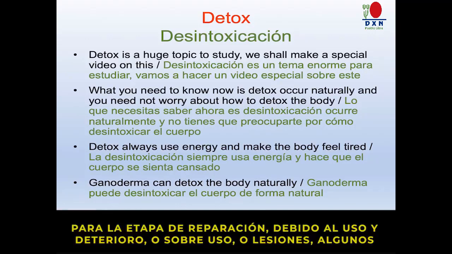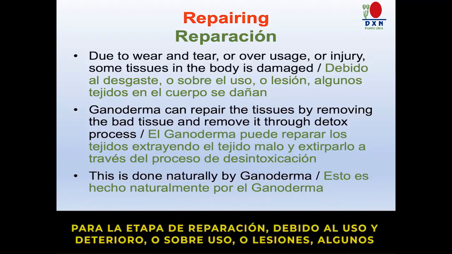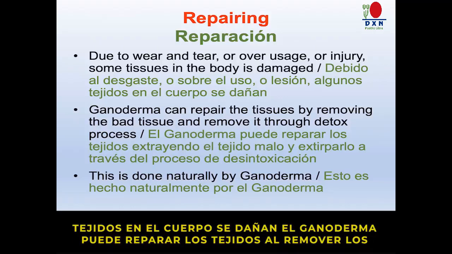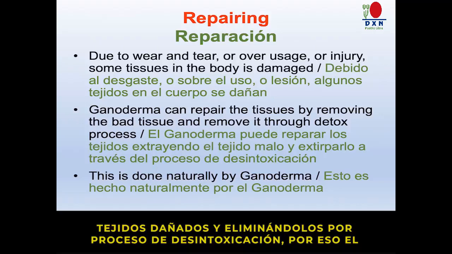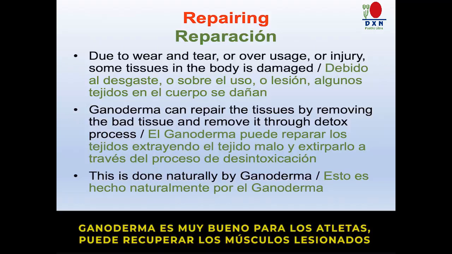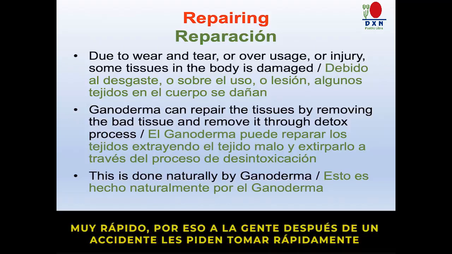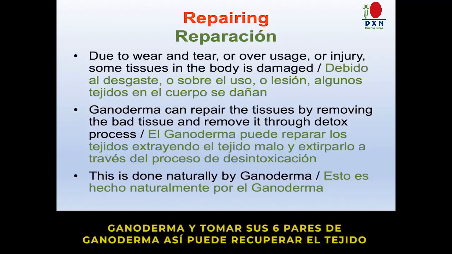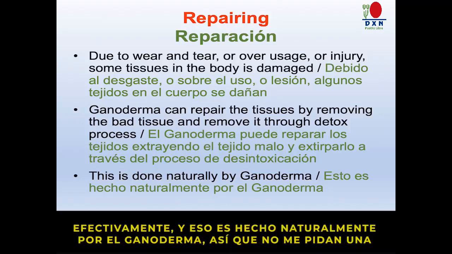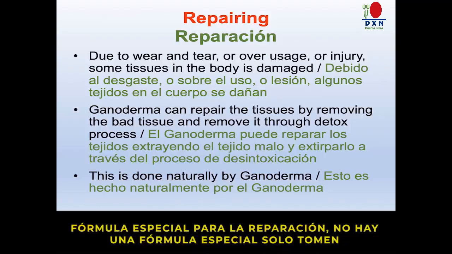For the repairing stage, due to wear and tear and overusage of the body, or sometimes due to accident and injury, some tissue in the body is damaged. Ganoterapia can repair the tissue by removing the bad tissue through the detox process. That's why Ganoterapia is very good for athletes. It can recover muscle injury very quickly. That's why, for people after an accident, we ask them to quickly take a lot of Ganoterapia, every hour or so, 6 pairs or 3 pairs. It can repair the tissue very effectively, and this is done naturally by Ganoterapia. Do not ask me what the special formula for repairing is. There is no special formula. Just take the Ganoterapia and it will do.